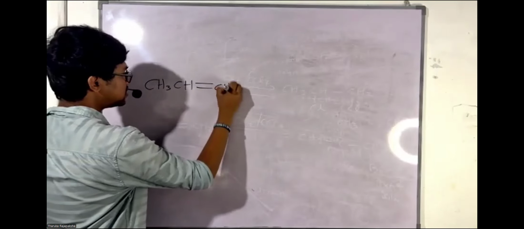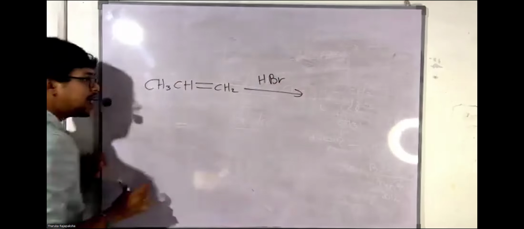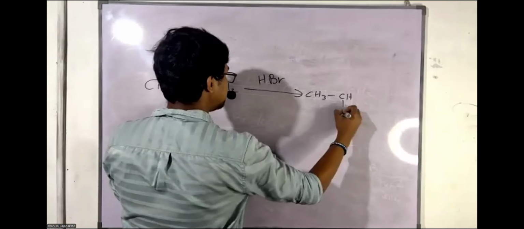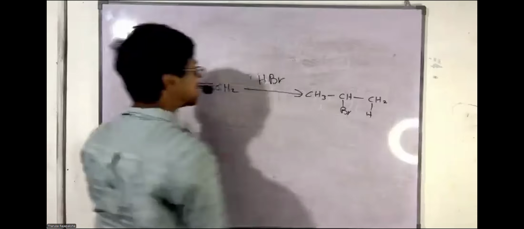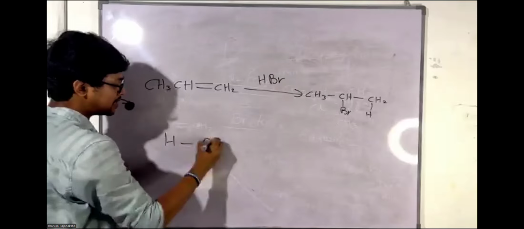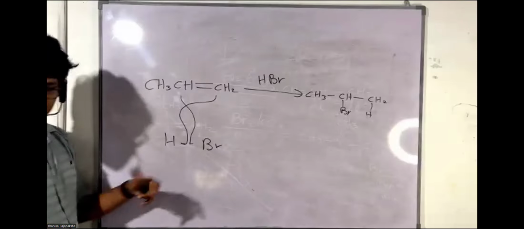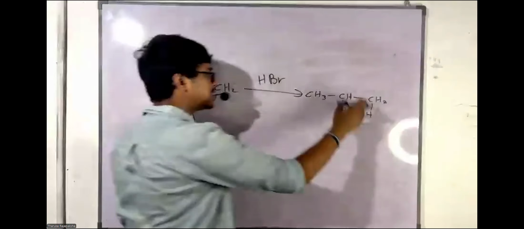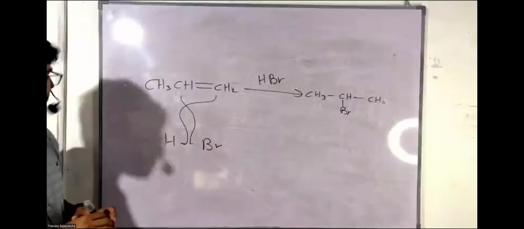CH3, CH, double bond, CH2. When you add HBr into this, the Br will attach to the central carbon, and for the terminal carbon, the remaining hydrogen will attach. One hydrogen from the HBr will attach. Br will attach to this, hydrogen will attach to this. So you have the product. Hydrogen will attach to the terminal carbon. So you write it like this, CH3. So this is the product.